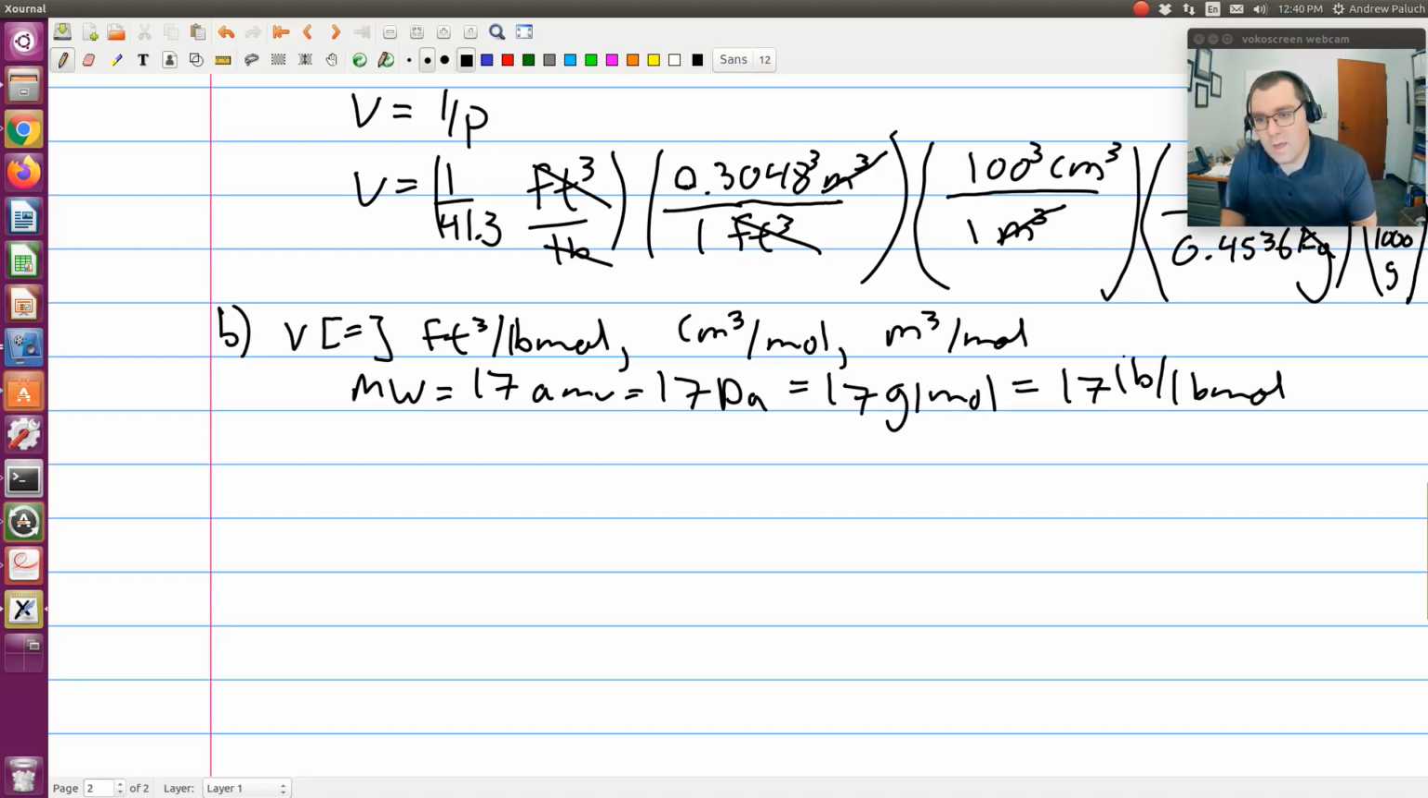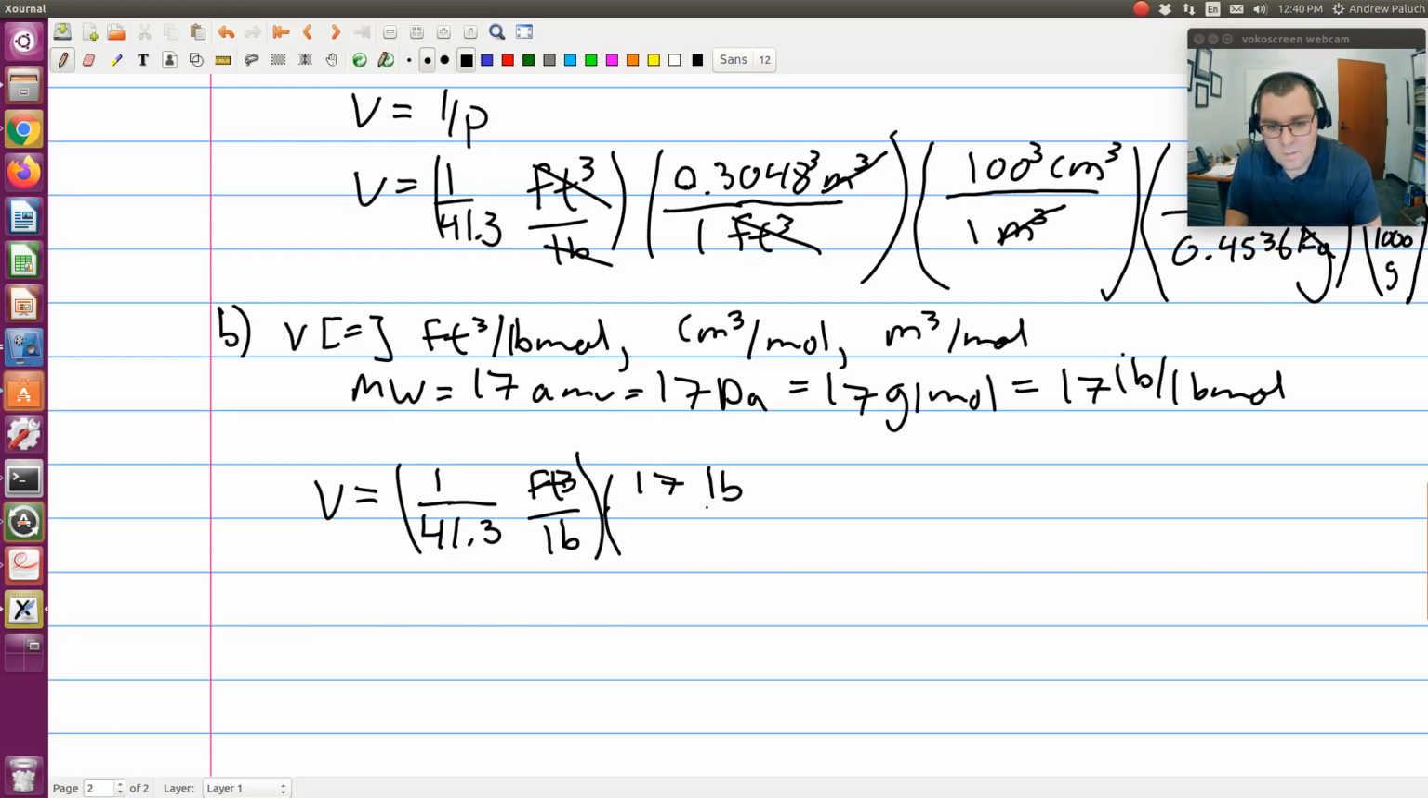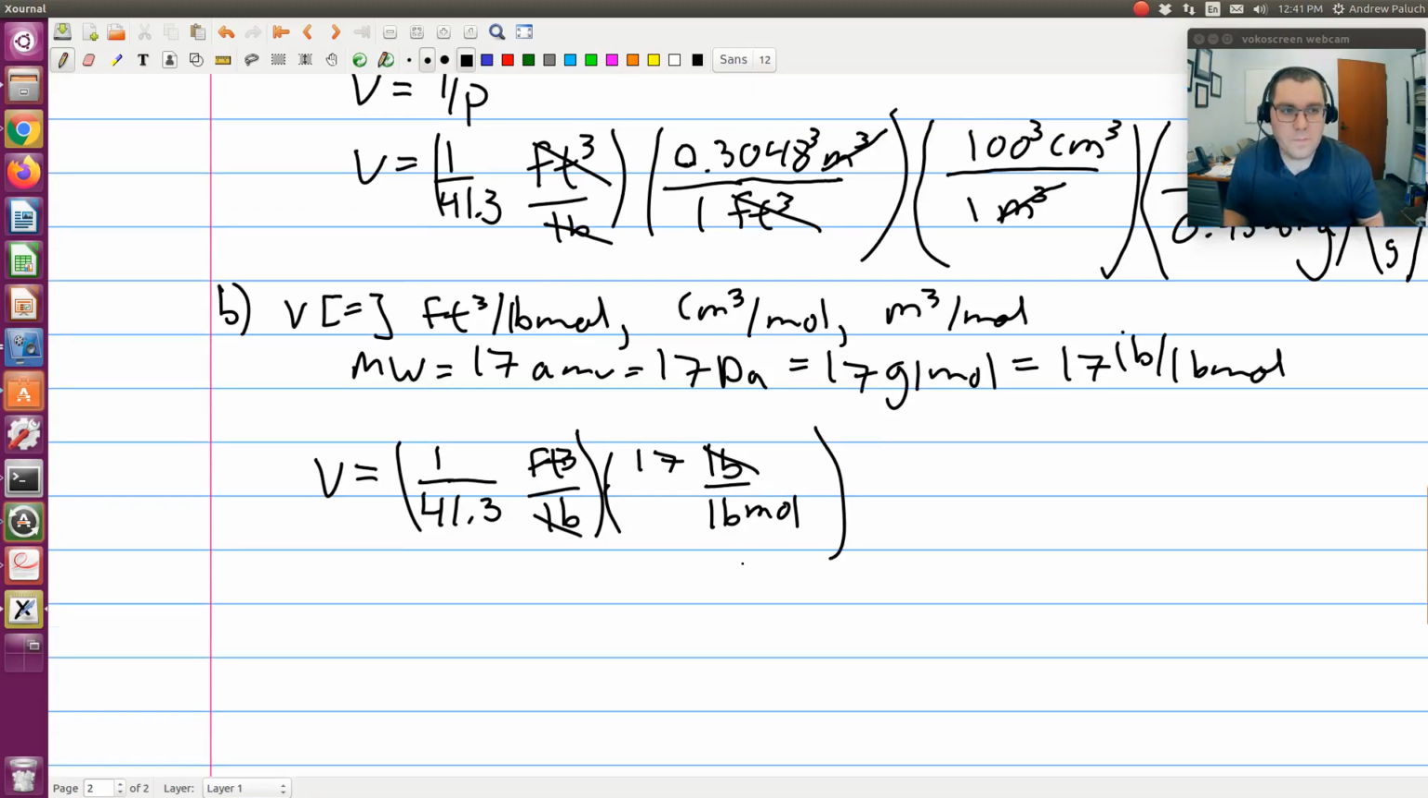All right, so how would I convert? We knew that our specific volume I'm going to write as 1 over 41.3, and that was foot cubed per pound. If I want foot cubed per pound mole, and my molecular weight's 17 pounds per pound mole, I would just multiply by molecular weight in this case. So let me put this in parentheses, times 17 pounds per pound mole. Some pounds would cancel, and I'd be left with foot cubed per pound mole. That's it.